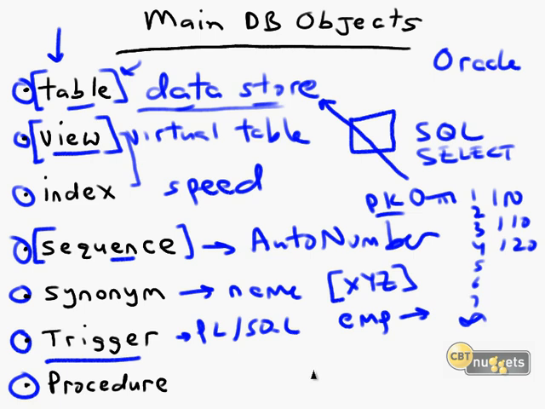Finally, procedure, we already know about this. This is a program that's written in PL/SQL. The generic term stored procedure can refer to a procedure itself or a function, which is a special kind of procedure that returns one or more values. We discussed this in our earlier nugget on PL/SQL. There are a few more database objects in Oracle Database 11g, but the ones on this whiteboard suffice for now.